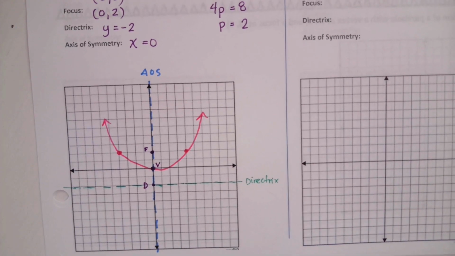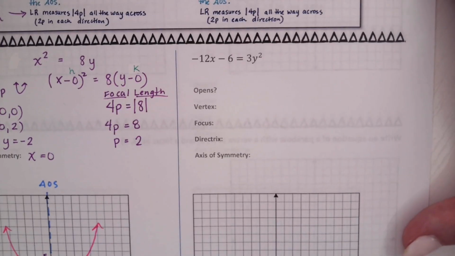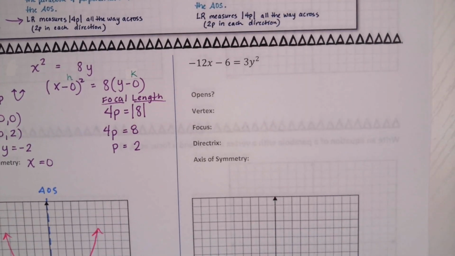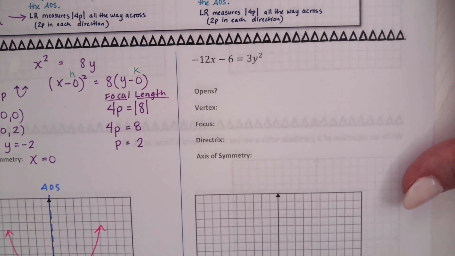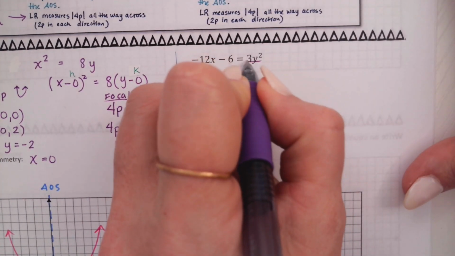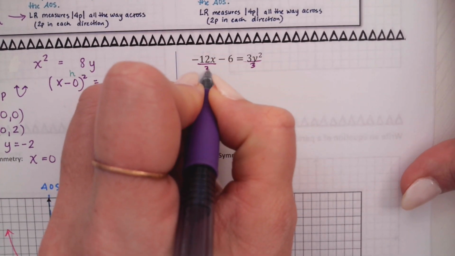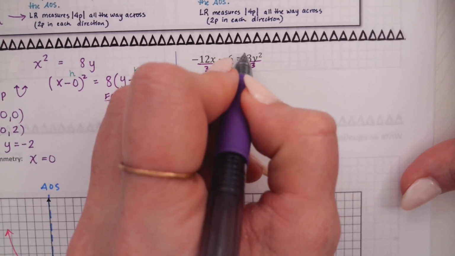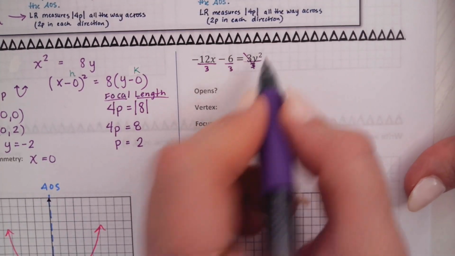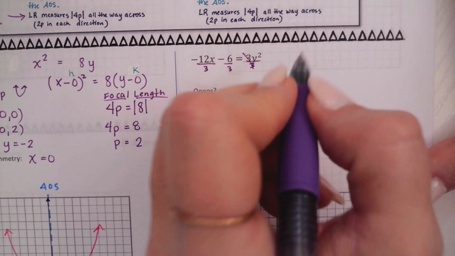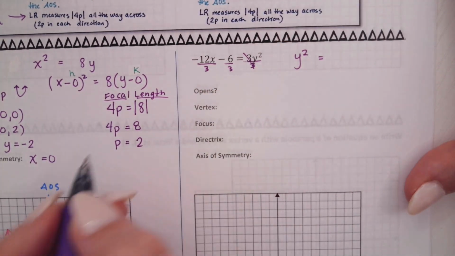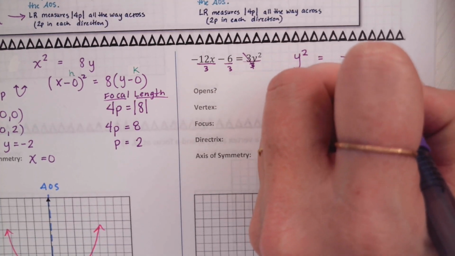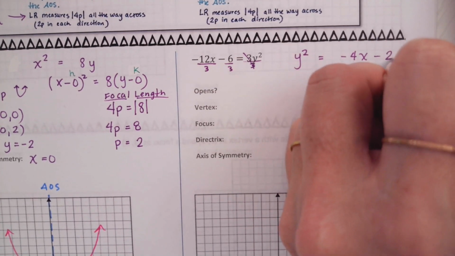Let's first get it in its perfect standard form. Standard form, again, has the squared term isolated. What will I need to do to isolate that squared term? Yep. Divide by 3. So I'm going to divide everything over here by 3. And remember, I like to have my squared term on the left. I don't know why. That's just how my brain thinks. So I'm going to write y squared equals, and then we'll have -4x minus 2.